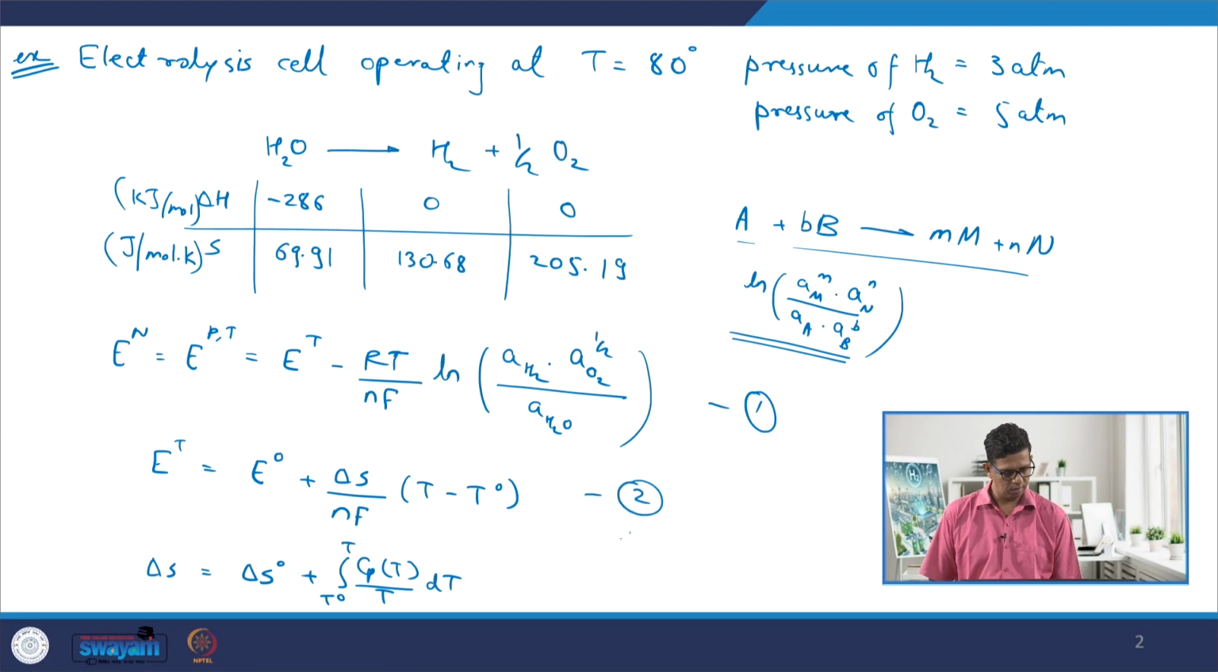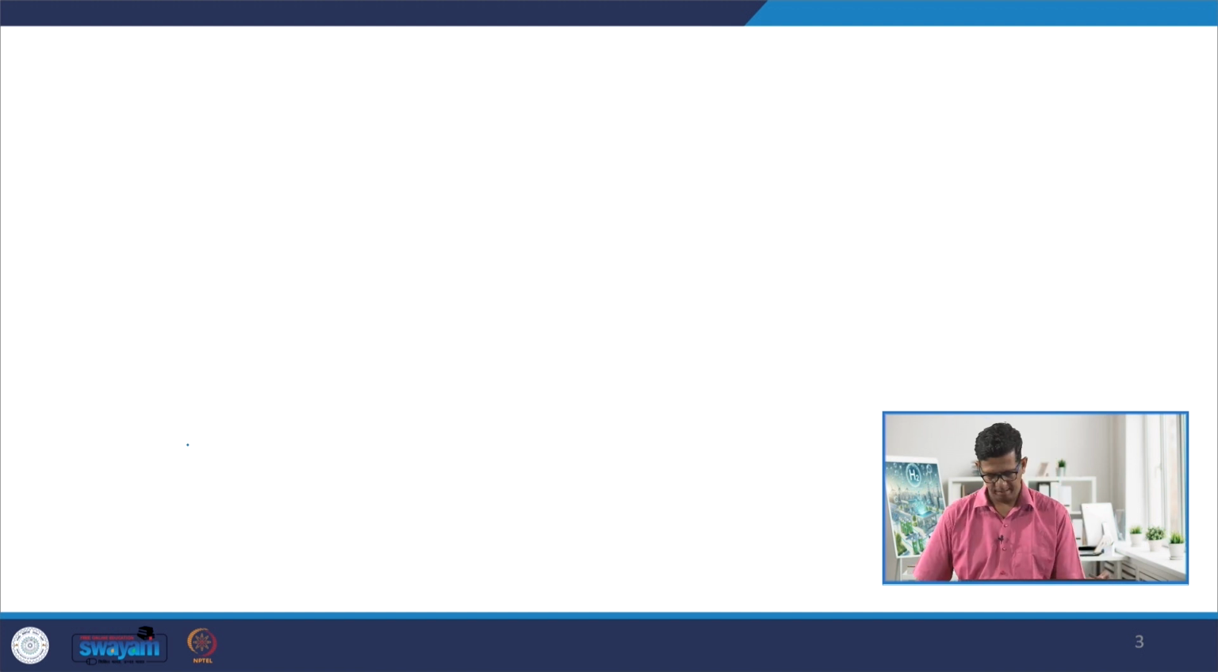So, we have written the same equations again. Our focus is to find out the Nernst potential, and for that we first have to deal with the entropy, then go to E_T, that is the cell potential for any arbitrary temperature T, which will ultimately lead to the Nernst potential. So, let us start with our numerical. Let us first start with the entropy.